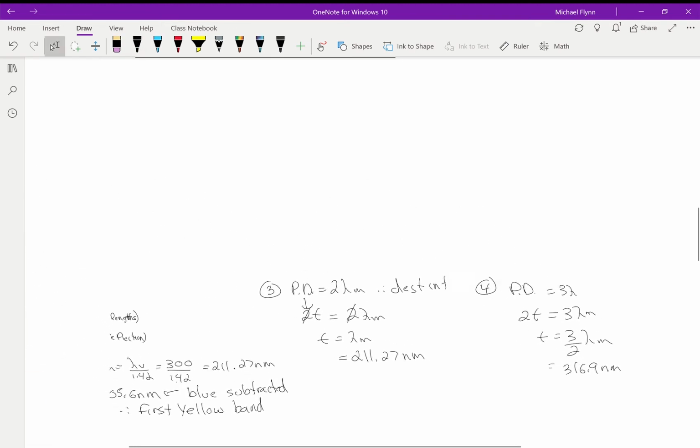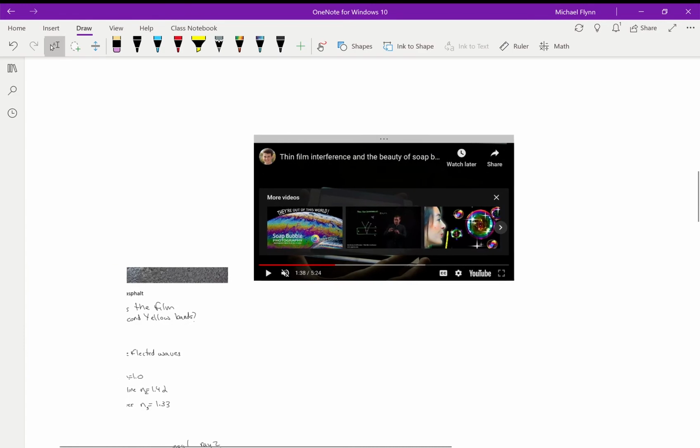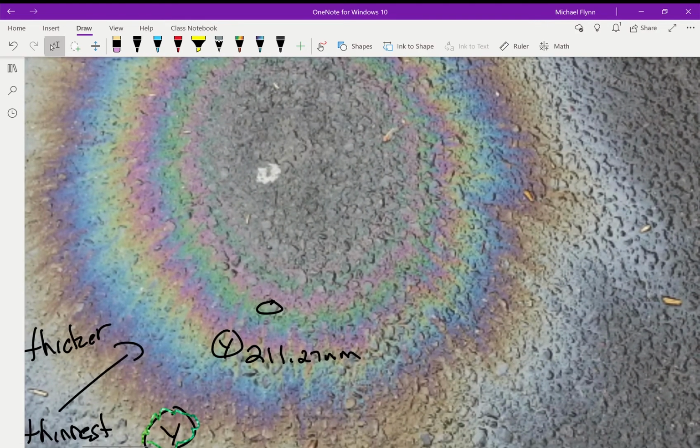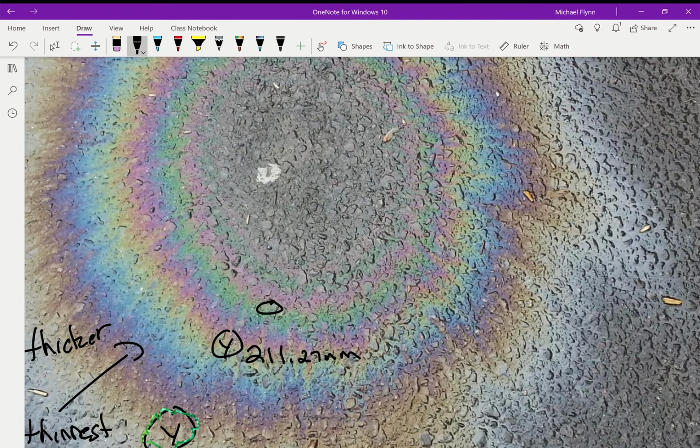Now, eventually the film will become too thick for us to see this kind of banding, and that's what's happening in this region here where you just see the asphalt. What happens is there's too much sideways displacement, and then the waves aren't on top of each other anymore. So here at the third yellow band, that's going to be 316.9.